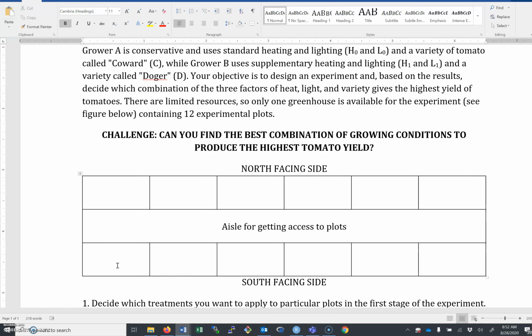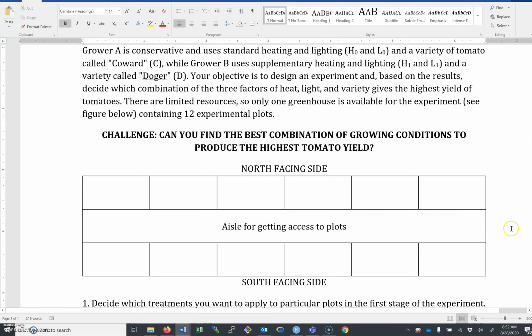However, we have 12 spaces here. Notice 6 on the north side and 6 on the south side. And here's this middle part. You can't put any plots, okay, or plants. Sorry, I should have said plants. This is an aisle for accessing the plants.